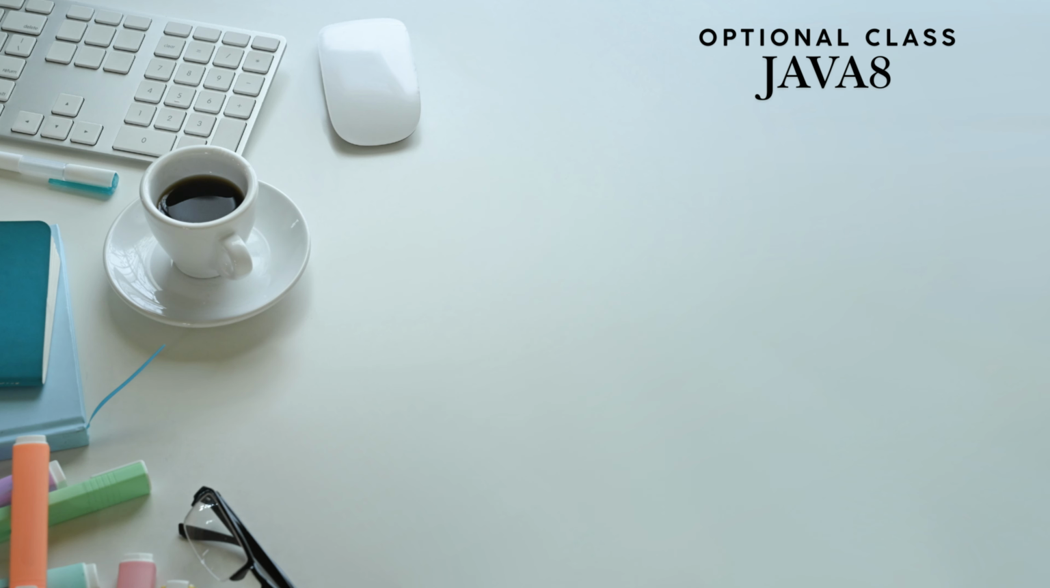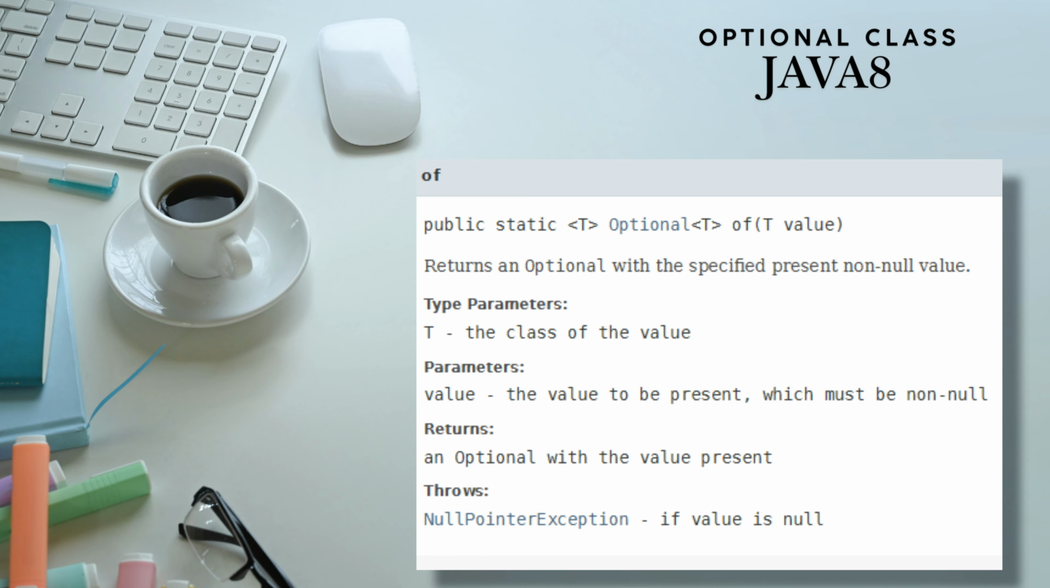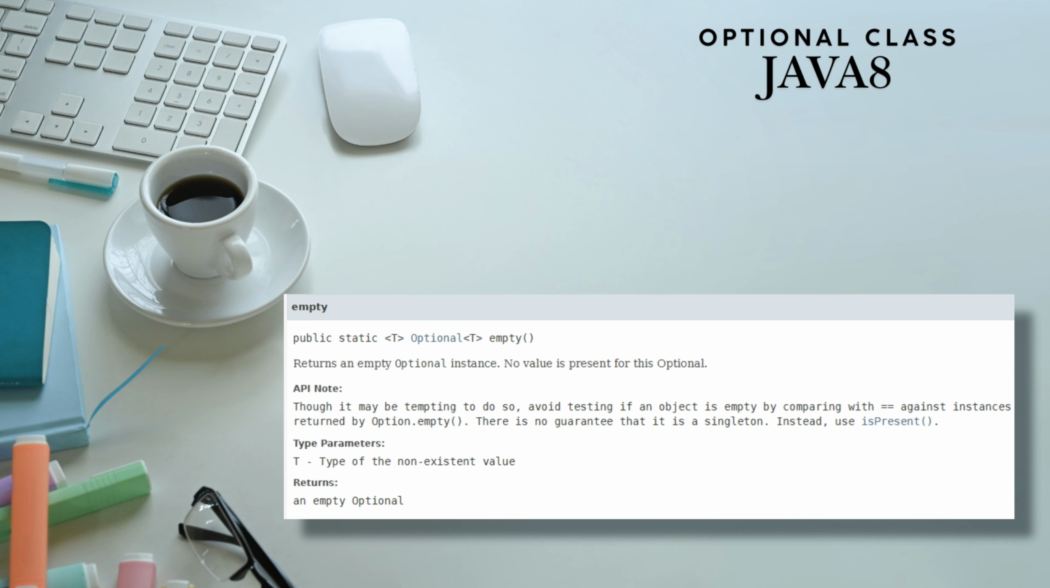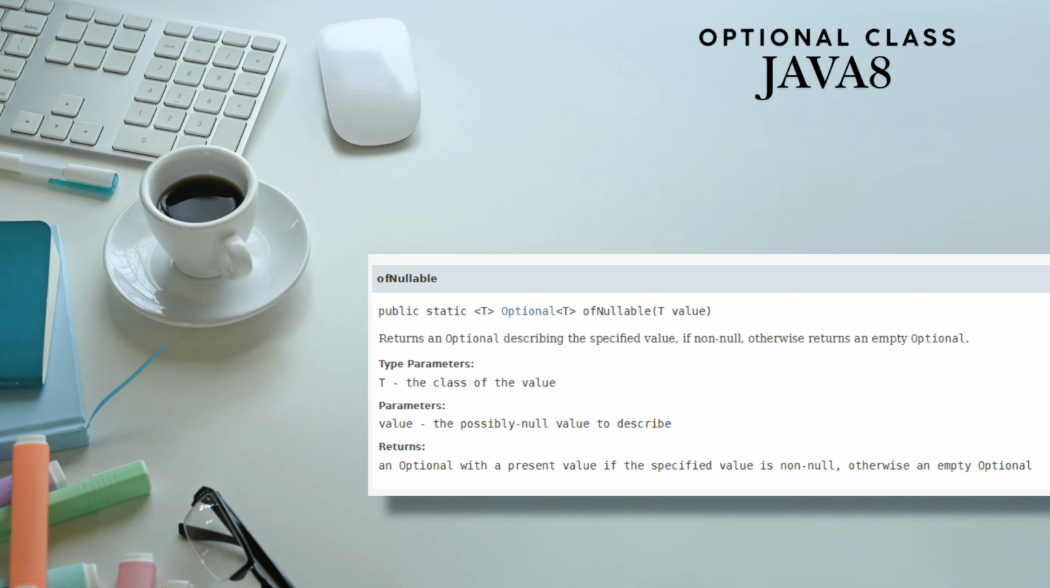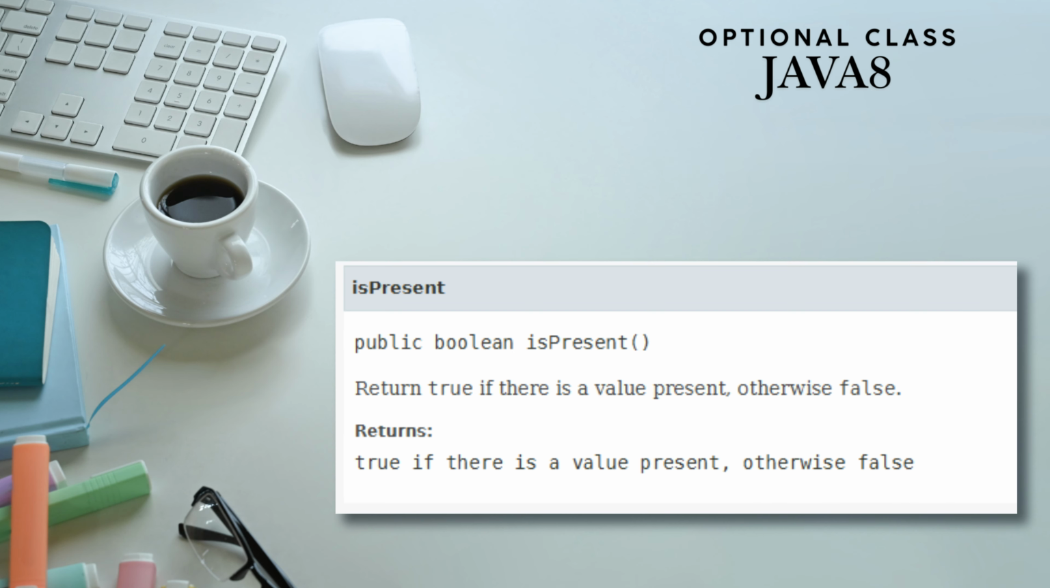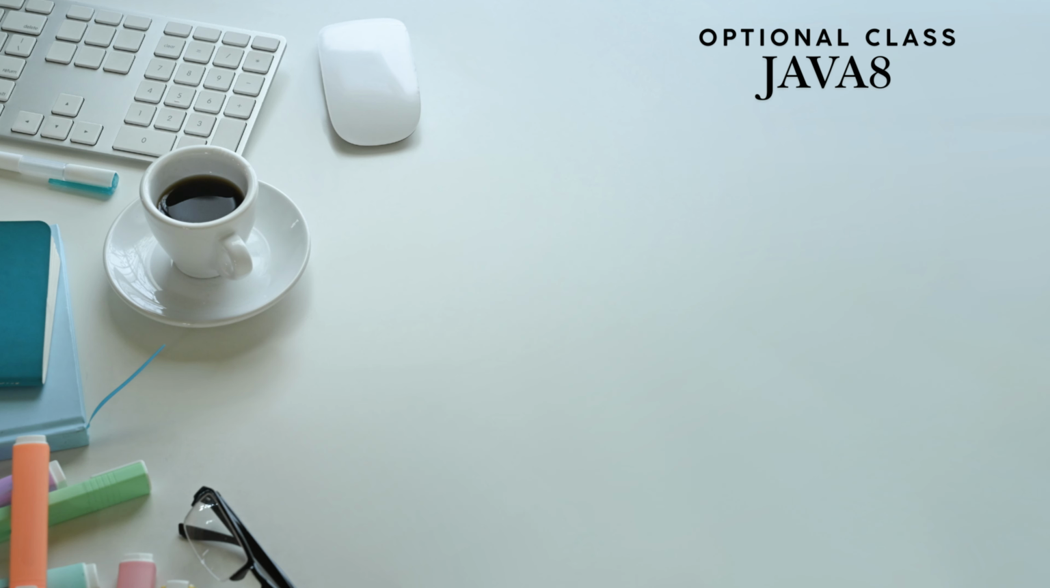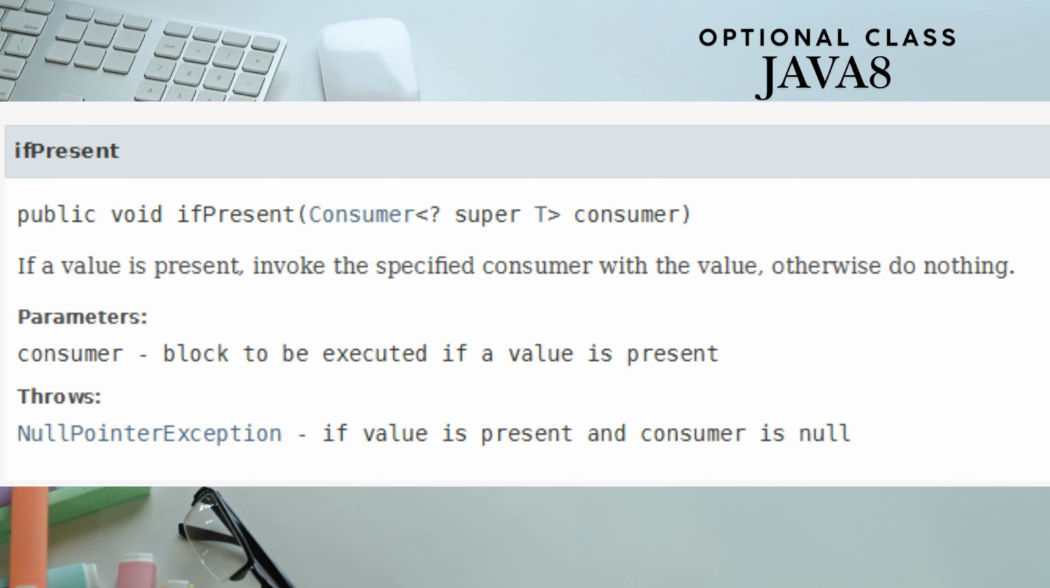Using Optional is pretty simple. If you know a value is not null, you can use the Optional.of method. For an empty box, use the empty method. And if the value might be null, the ofNullable method works well. To check if something's inside, use the isPresent method. And to do something only when there's a value, use the ifPresent method.